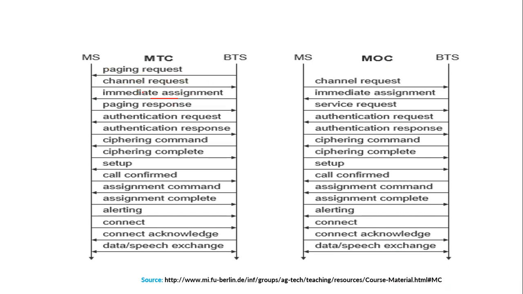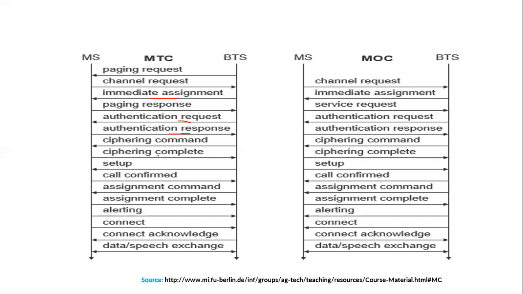And also there will be a paging response. Initially BTS is sending the paging request, and for that MS will send a paging response once the channel is assigned. And then BTS will request authentication and MS will provide the authentication. Also some encryption may be required. If required, BTS will request encryption and MS will ensure encryption is done by responding with ciphering complete.